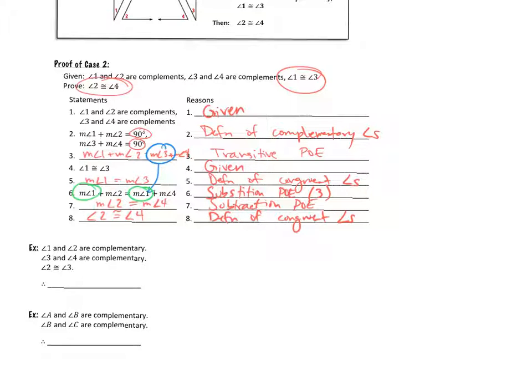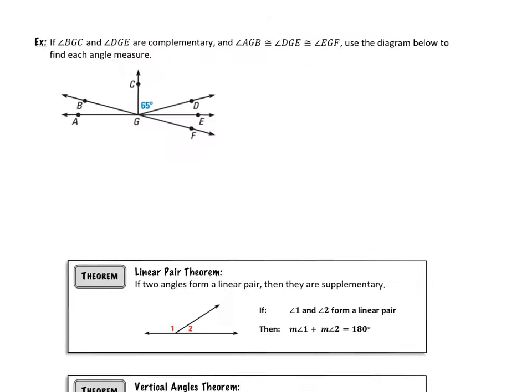If angle 1 and angle 2 are complementary, and angle 3 and angle 4 are complementary, and angle 2 is congruent to angle 3, then my congruent complements theorem tells me that angle 1 is congruent to angle 4. Similarly, if angle A and angle B are complementary, and angle B and angle C are complementary, then our congruent complements theorem tells me that angle A is congruent to angle C.